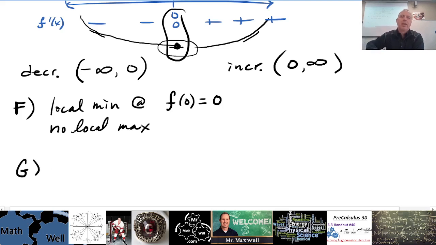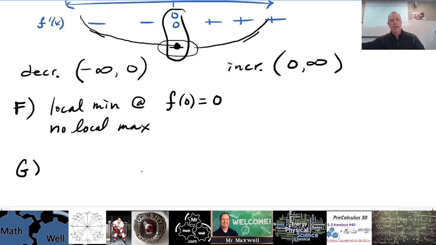All right. So we're getting close here. G is concavity and points of inflection. So arguably, this might be the toughest part of the whole question. We have to find the second derivative for concavity, right? Because where the second derivative is positive, we have concave up. And where it's negative, we have concave down. And where the second derivative is 0, that's the point where it changes concavity.